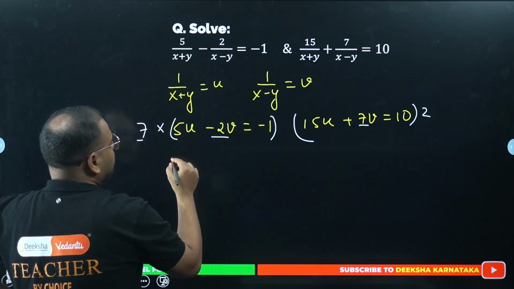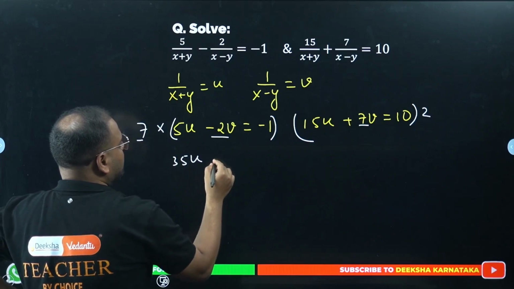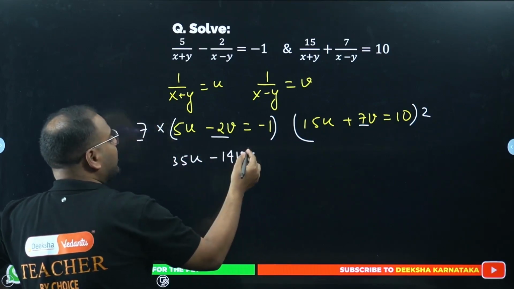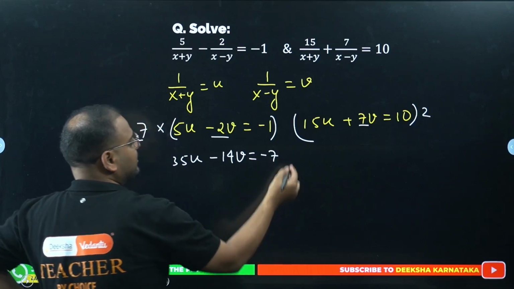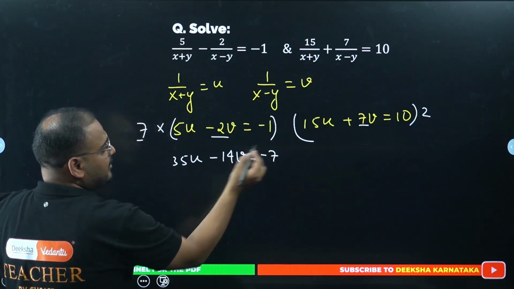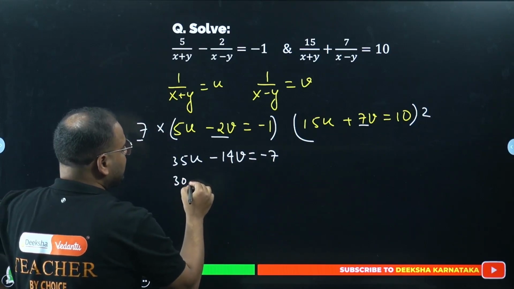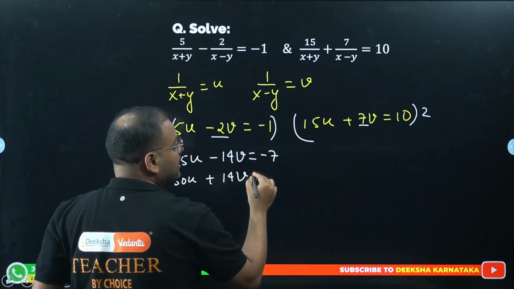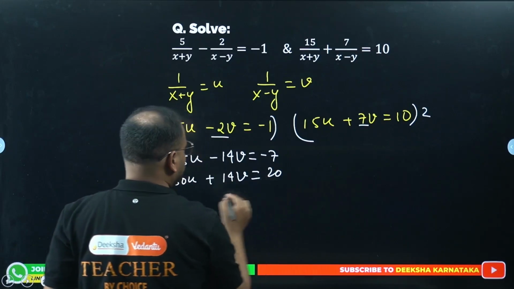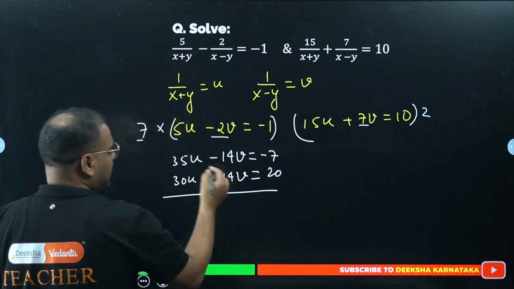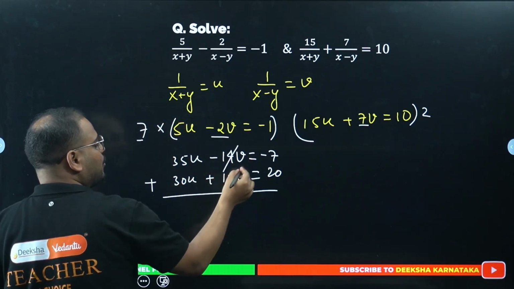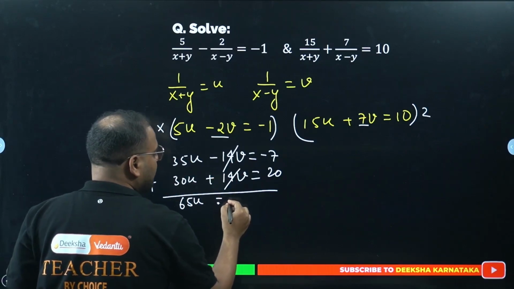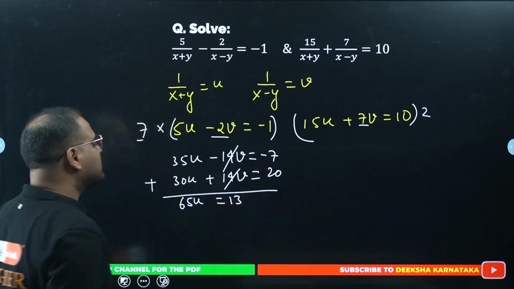This will become 35u minus 14v equals, don't forget to multiply here, minus 7. And what about that equation? 15 times 2 is 30u, multiply there, plus 14v equals 20. Simplify it again please and add it. The v terms will go out. This will be 65u and this will be just 13. 20 minus 7 is 13.